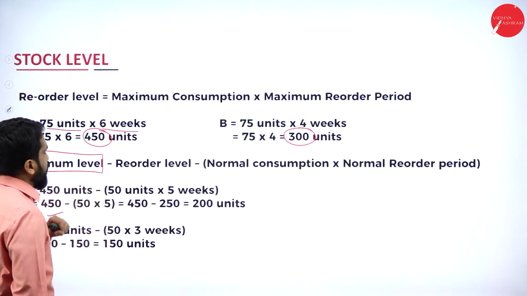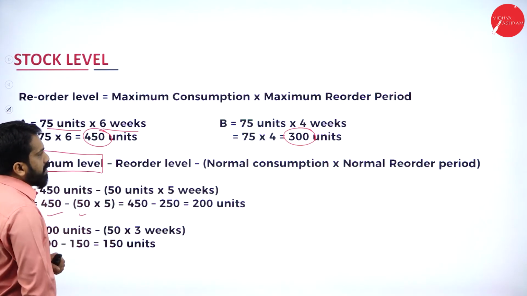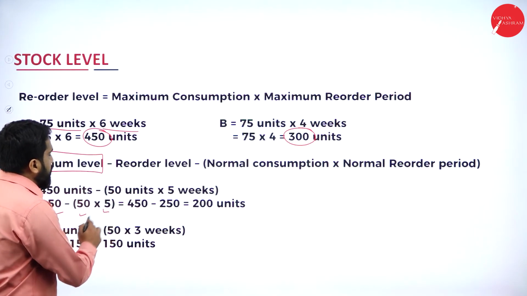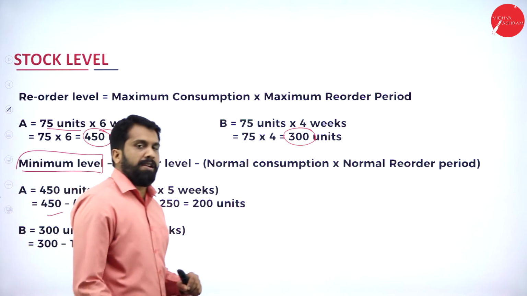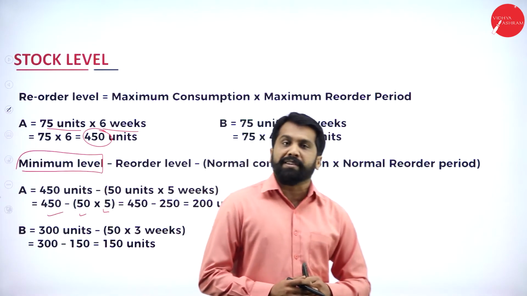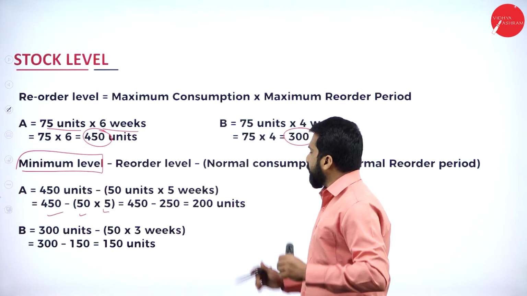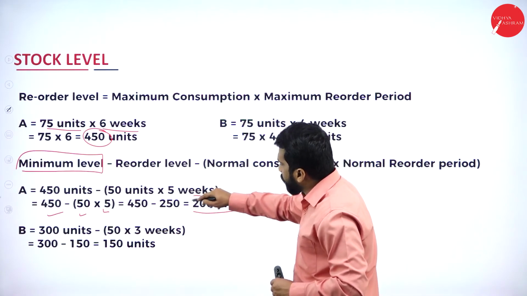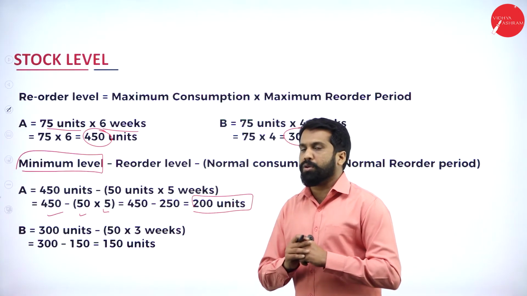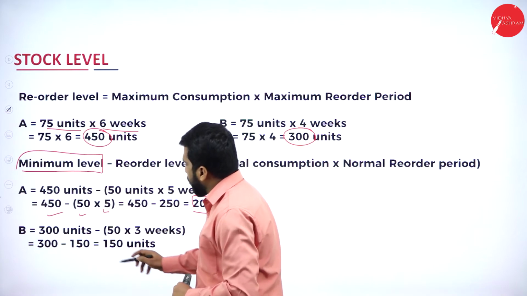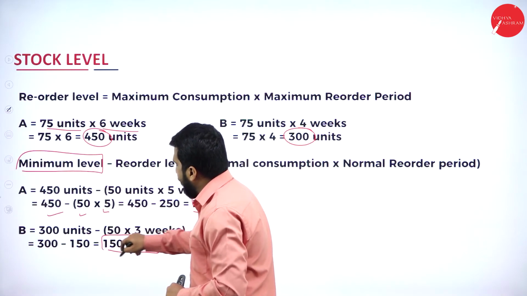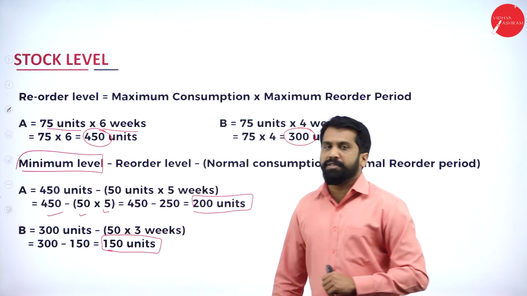So what is the normal consumption? 50. And normal reorder period is 5. 50 into 5, it is 250. 450 minus 250, what is your answer? 200. Your units are 200. Any doubt? No. Same kind we have done for B also. The answer is 150 units.